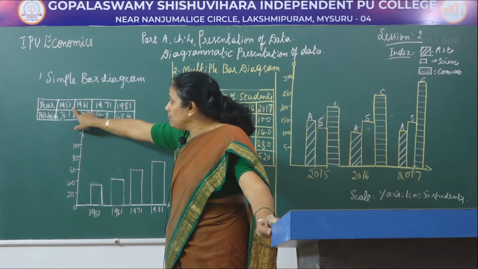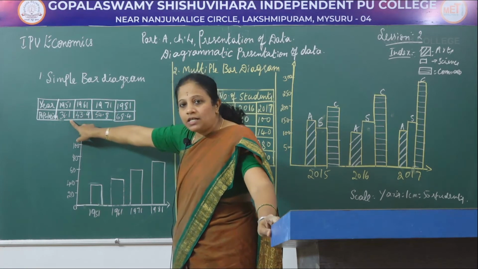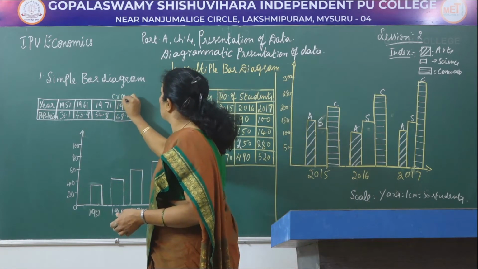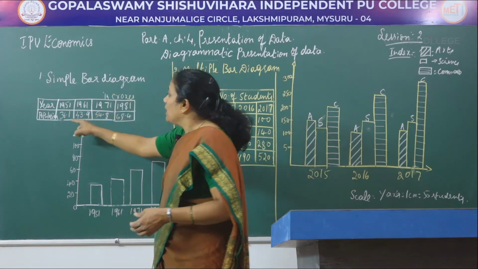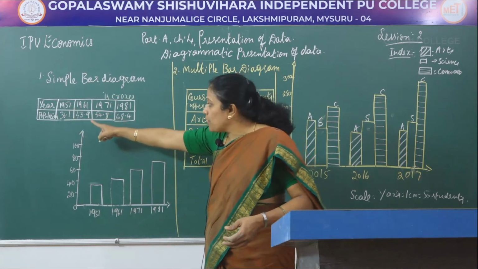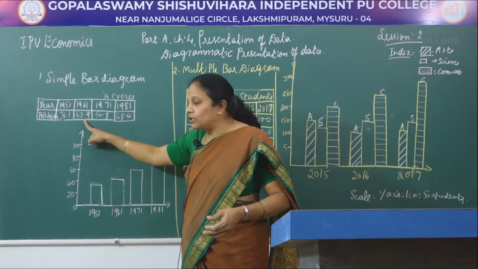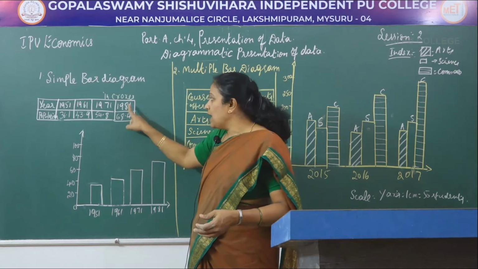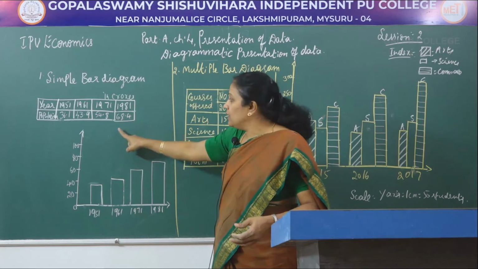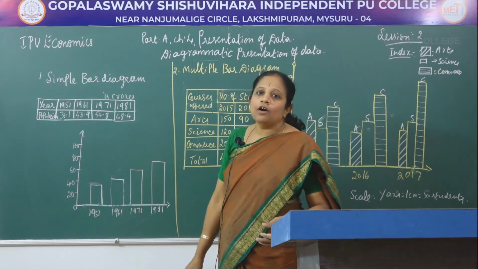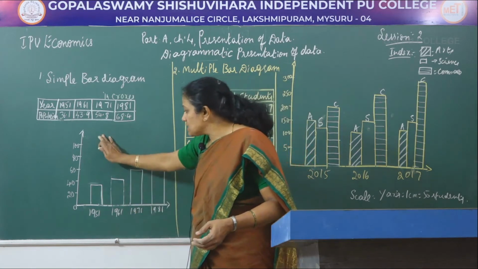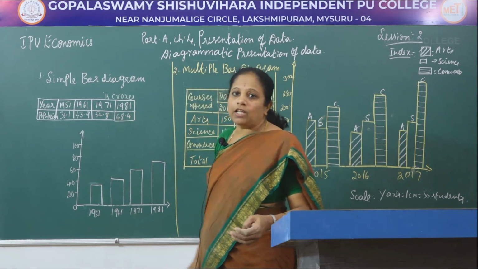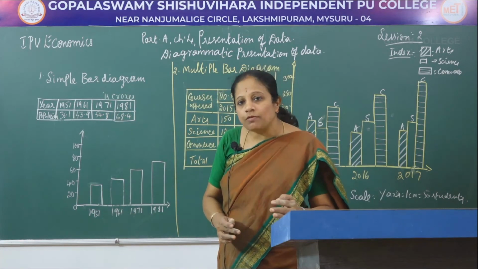In the year 1951, the population was 36.1 crores. In the year 1961, the population of India was 43.9 crores. In the year 1971, the population was 54.8 crores. And in the year 1981, the population was 68.4 crores. So this is simple data which has the details of only one variable, that is the population of our country.